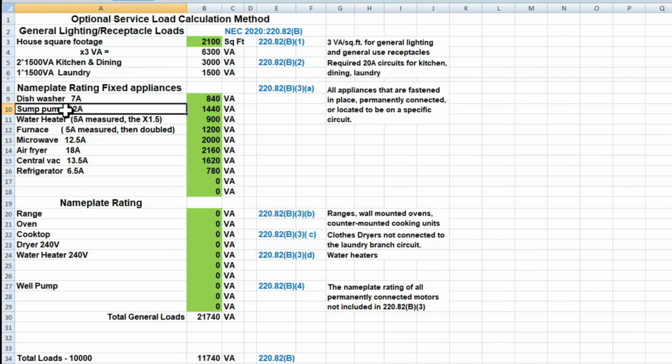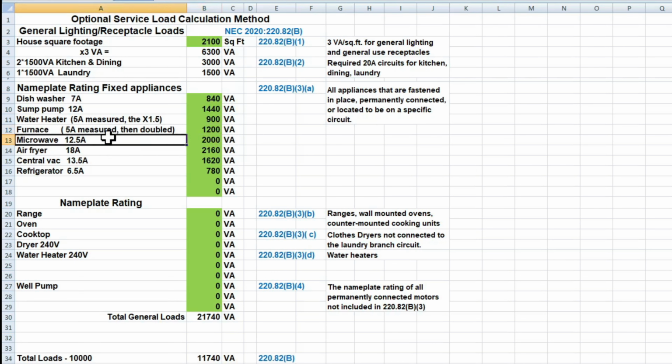Sump pump, 12 amps, and that's according to the nameplate rating. The water heater was measured at 5 amps, and I multiplied that times 1.5 and came up with 900. I didn't really see a nameplate rating for the electrical on that. The furnace, I measured 5 amps while it was running, and I doubled it to 1200 VA.